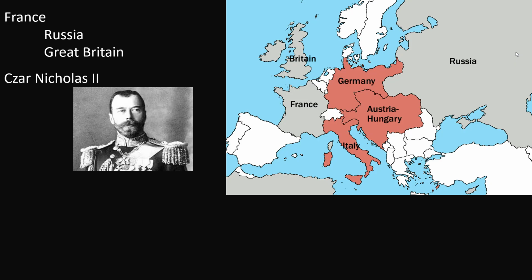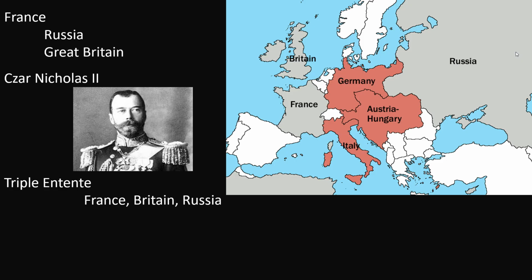But Tsar Nicholas II, who is the leader of Russia, realizes Germany's getting stronger and Russia can't afford to be left out here by himself. And so Nicholas II is going to ease this tension. He's going to make this work. And so you're going to end up with what's called the Triple Entente: France, Britain, and Russia.